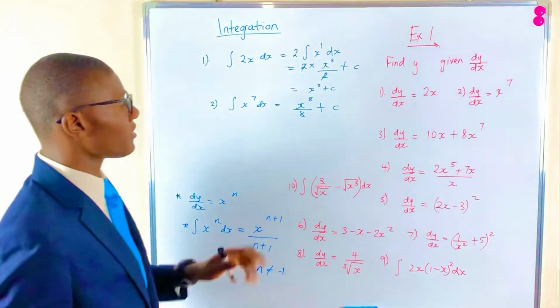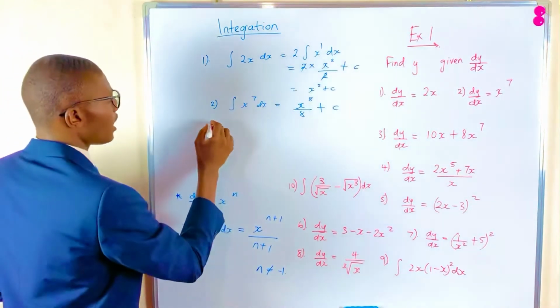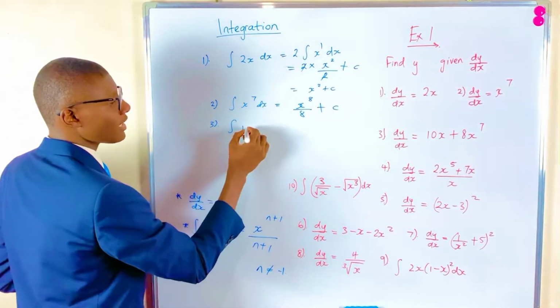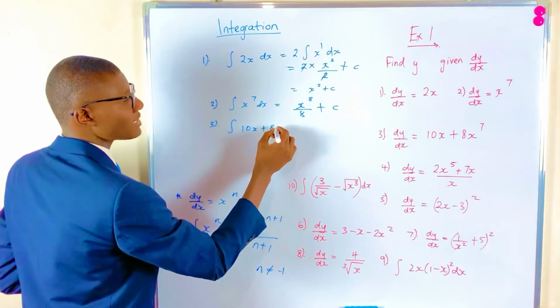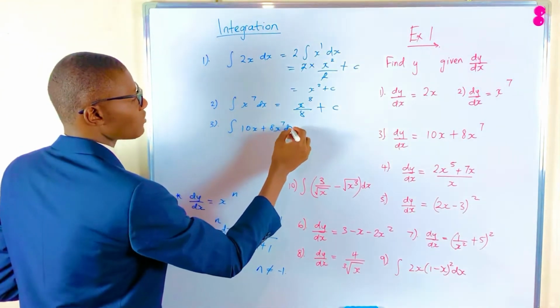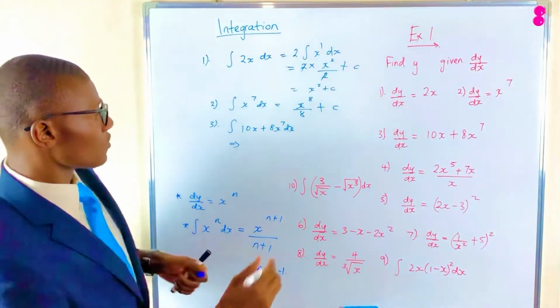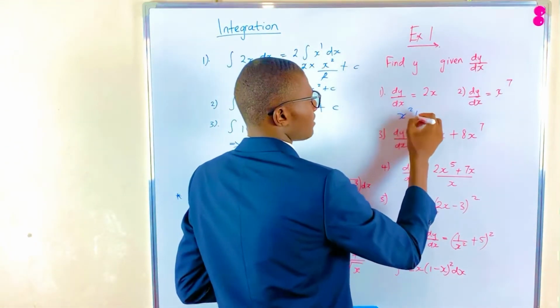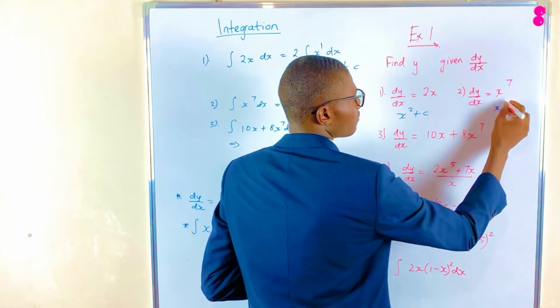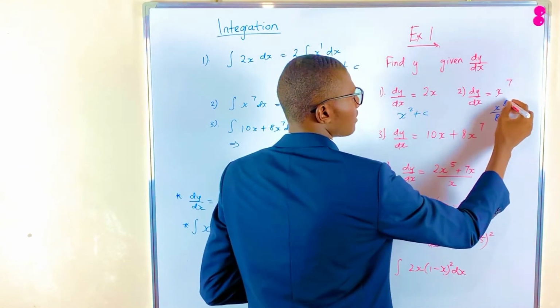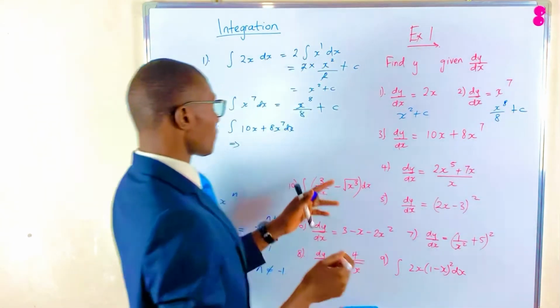And then number 3, we want to integrate 10x plus 8x to the power of 7 with respect to x. So now we say there's x squared plus c, then this is x to the power of 8 over 8 plus c. So we are now at number 3.